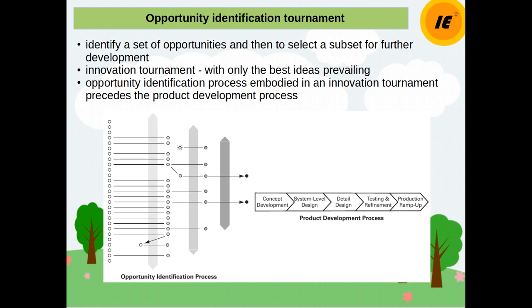So the opportunities vary widely in value. However, that value is plagued by uncertainty. It is therefore very useful to identify a set of opportunities and then to select a subset for further development, with just a few coming to fruition. This process can be thought of as an innovation tournament, with only the best ideas prevailing. In most settings, dozens, hundreds, or even thousands of opportunities are considered.